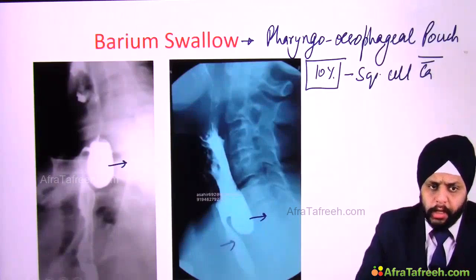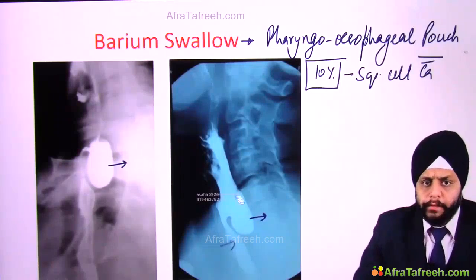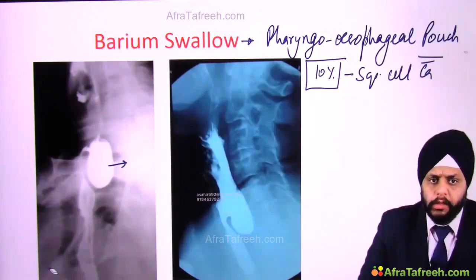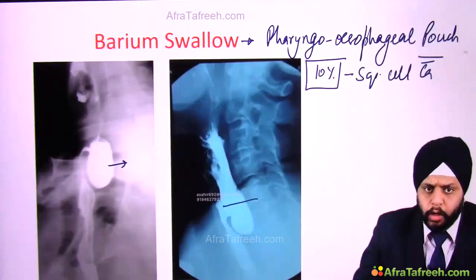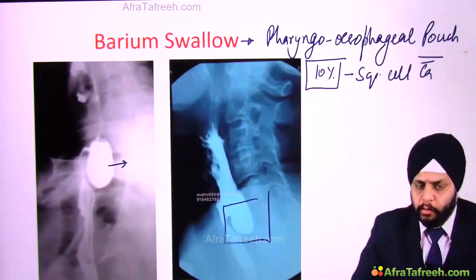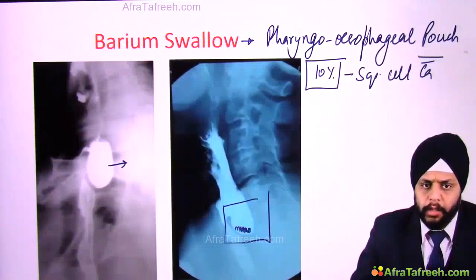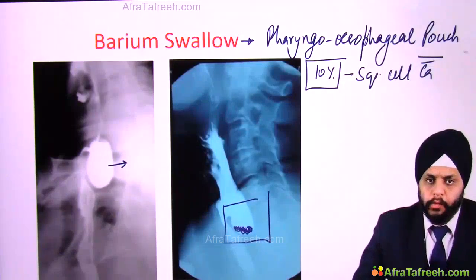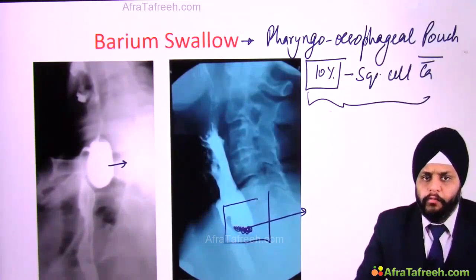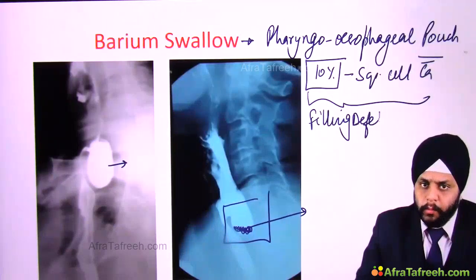You see over here, if this pouch is having a smooth wall like the one over here. So you see, this wall is a smooth wall that usually rules out squamous cell carcinoma. Why? Because if there is a squamous cell carcinoma present, there will be a filling defect. So if there is a malignancy, that will show as a filling defect on the barium swallow.